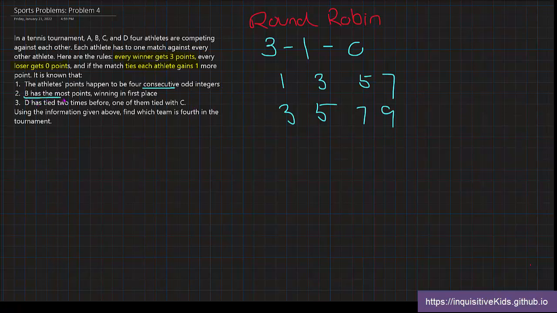B has the most points, winning in first place. D has tied 2 times before, one of them tied with C. So using these 3 pieces of information, find which team is 4th in the tournament.